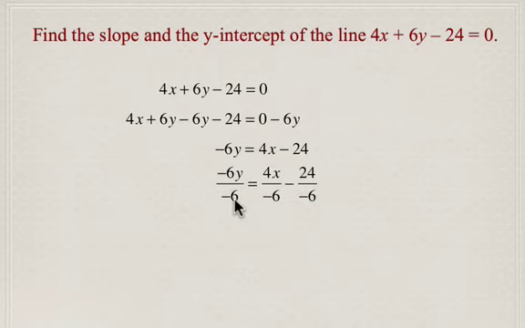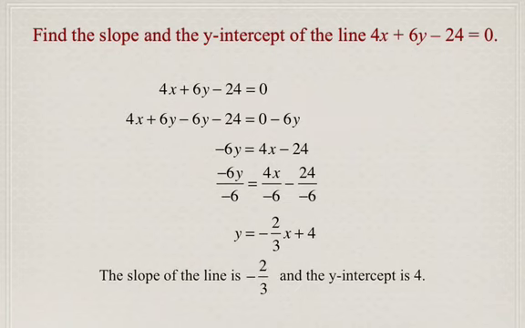And when we do that, negative 6 over negative 6 is 1y. And 4 over negative 6 simplifies to be negative 2/3 because 4 over 6 reduces to 2 over 3. And minus 24 over negative 6, well, this will be minus a negative, which will be plus a positive, and 24 over 6 is 4. So watch your signs when you're simplifying here. If you have minus and negative, remember that's the same as plus a positive. So the slope of the line is negative 2 over 3, and the y-intercept is 4.